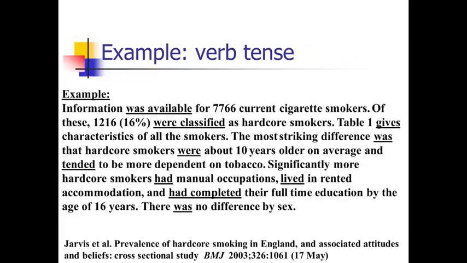And a couple of examples. So in this study, they say information was available for this many smokers. Of those, 1,216 were classified, notice the passive voice there, as hardcore smokers. But then we get to table 1 gives. So you're switching from the past tense to the present tense because table 1 is still giving those characteristics. Everything else is talking about things that were already measured in the study, so those are in the past tense.